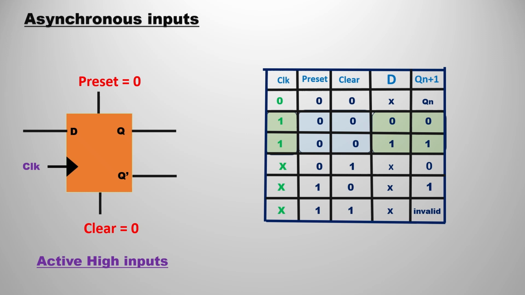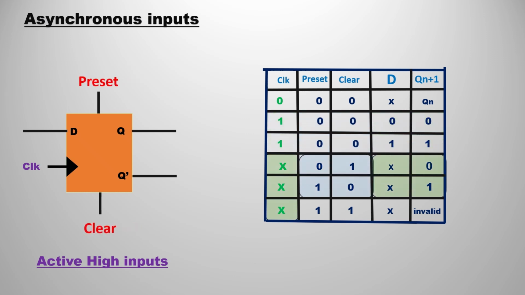If you observe there, when clock is 0, it will not work. It means the previous state would be retained, that is Qn plus 1 is equal to Qn. Then preset and clear are 0, so normal D flip flop. When clock is high, you can also observe preset and clear are zeros in the truth table. Then D will be the same as Qn plus 1.